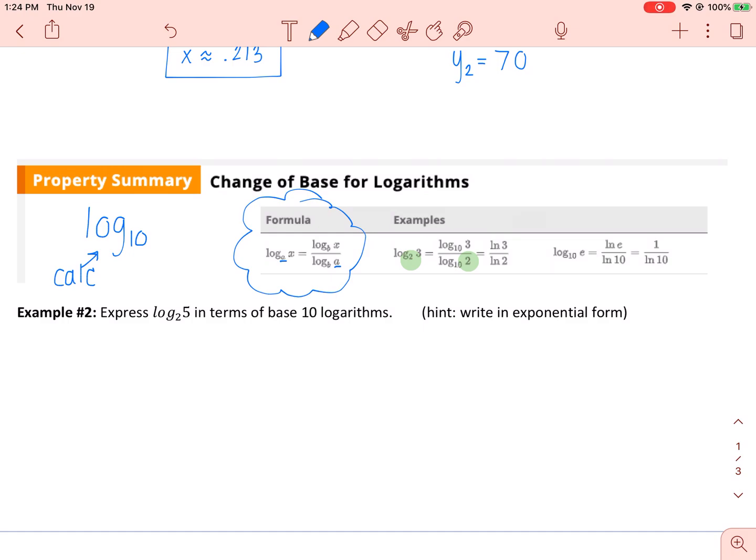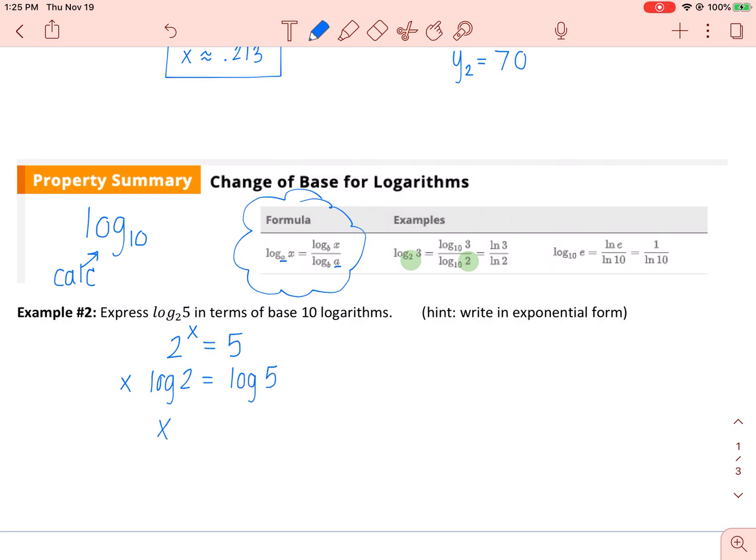Let's try one together. Express log base 2 of 5 in terms of base 10 logs. If you understand the formula, by all means jump to it. If not, I'm going to show you where it comes from. The hint: write an exponential. Shocker. So I'm going to have 2 raised to the x equals my argument of 5. I'm stuck, so I'm going to apply the log to both sides, which pops that exponent in the front.